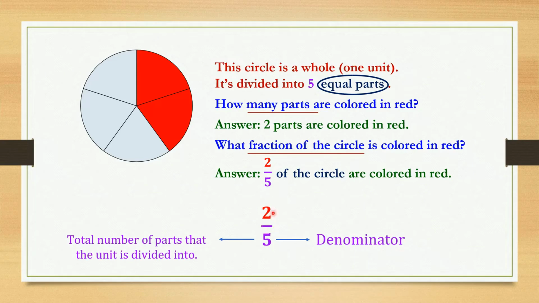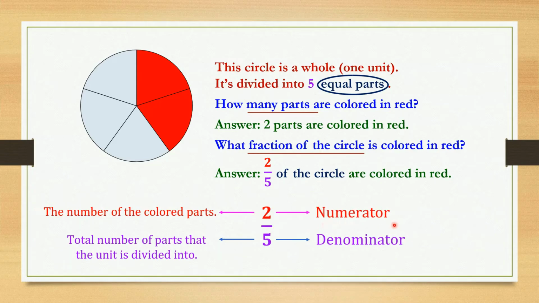Denominator. Now, what does the 2 represent? Here, if you notice in the figure, it's the number of parts that are colored in red. So the 2 is the number of the colored parts in this example. In the previous example, it was the number of the slices or the pieces that the boy has eaten. So it depends on the example. We call the 2 numerator. So we write it like this. This is a new word, and we read it numerator.